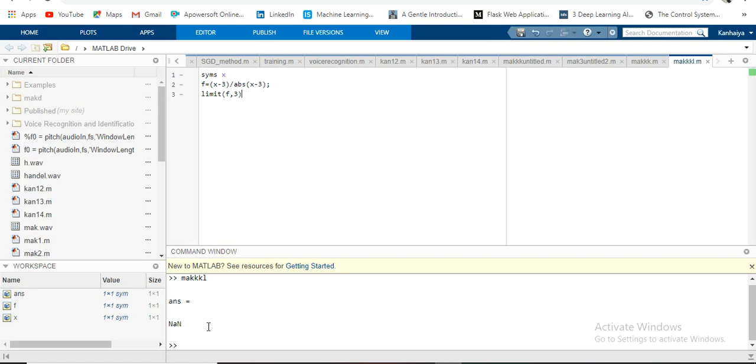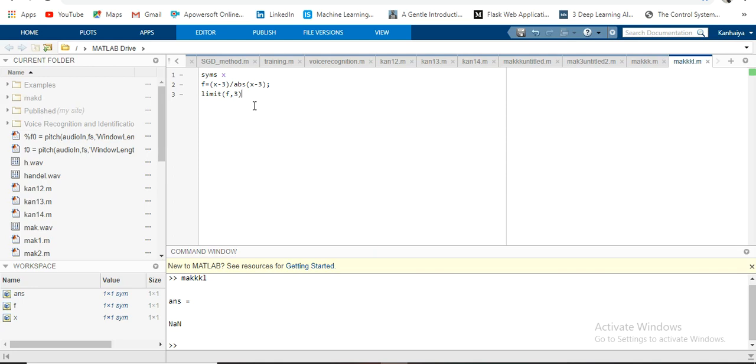Now see, it is giving NaN. When you run this program, it is giving NaN, not a number. That means the limit doesn't exist. Let's check. The intention in solving this problem was that I want to make clear the concept of left hand limit and right hand limit. That means this limit doesn't exist.